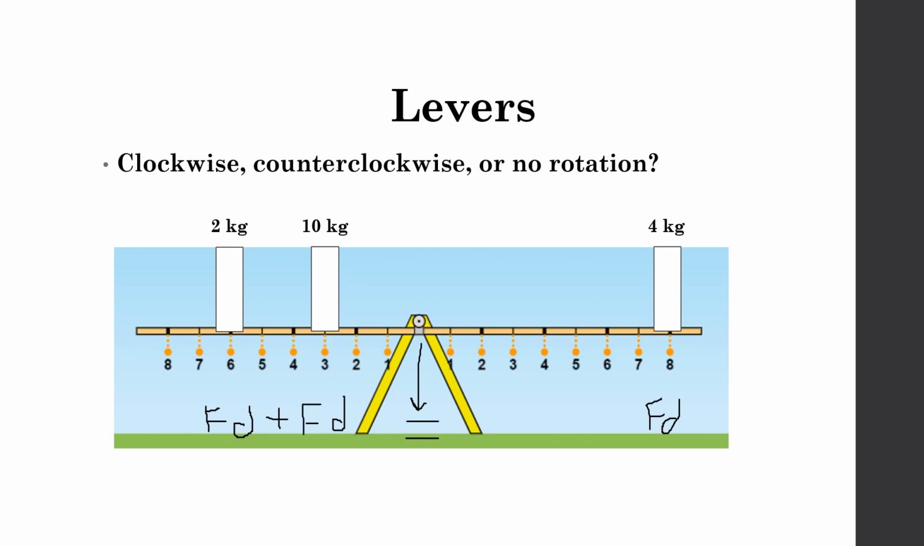So take a look at this. D is the distance from the weight to the fulcrum. So here the weight is 2. The distance is 6. 2 times 6. Good. Here, the weight is 10, and the distance is 3. Nice. Bring down the equal sign.